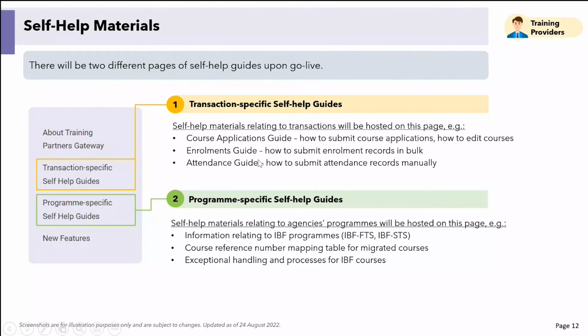Currently, if you go into the TPGateway website, you won't see these two pages. Currently it's just a single self-help guides page with no segregation between transaction or program. Okay, so this will also be an update that we will be making to the portal before the go live. Once it's the 10th of October, when TPs go into the website, they will be able to see these two different types of self-help guide pages, and then they can extract the guide that they would like to refer to when they are performing their transactions.